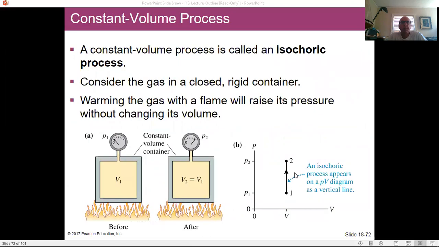I have a before and an after. The volumes would be the same. That's indicated in my picture here. And I know that the pressure is bigger in the after picture. So I know that the temperature is bigger in the after picture as well. Because as I said earlier, the pressure is some constant, positive constant times the temperature.